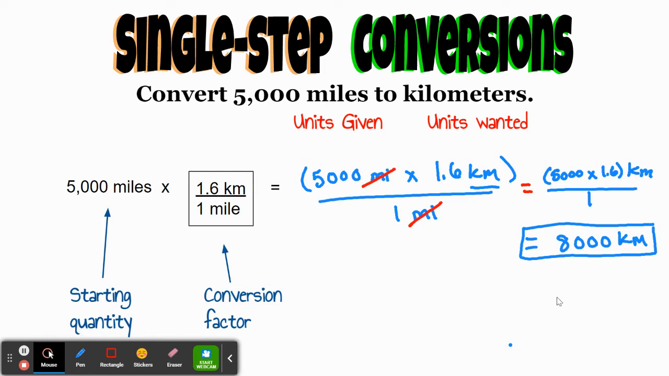So when we convert that finally, we go from miles to kilometers. I converted using the conversion factor. I was able to cancel out the units that I didn't want. I was given miles, but I didn't want them. And by using the conversion factor, I was able to convert that into kilometers, the unit I did want. And I was able to find my answer.